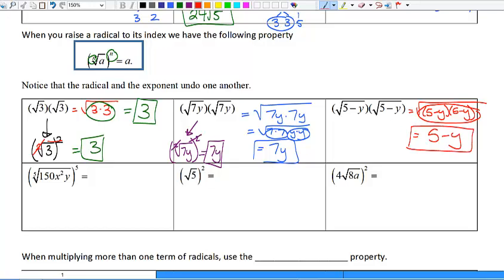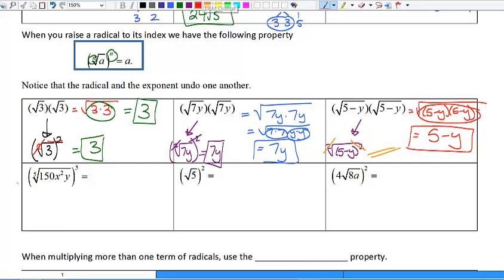Another way you could have looked at that is because it's multiplying by itself, you could have written it as the square root of 5 minus y squared, and the little 2 index and the squared undo each other, and you're still left with 5 minus y.